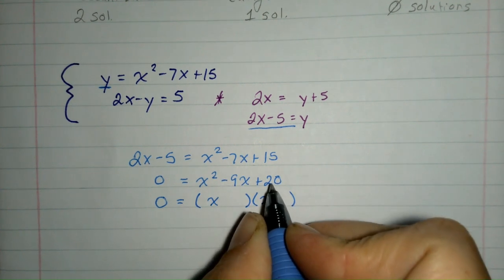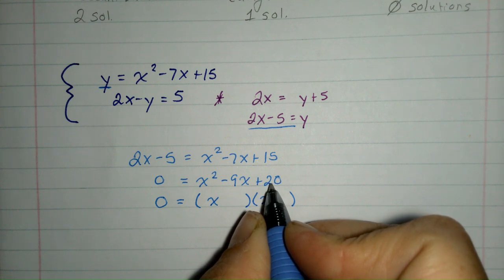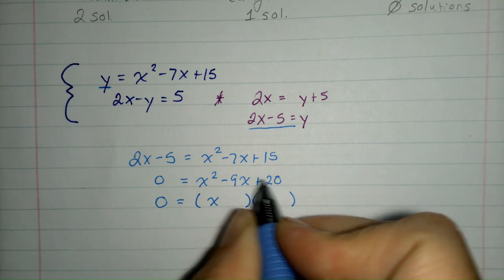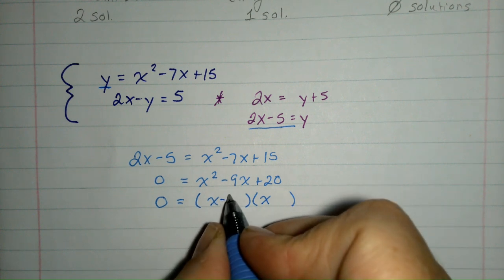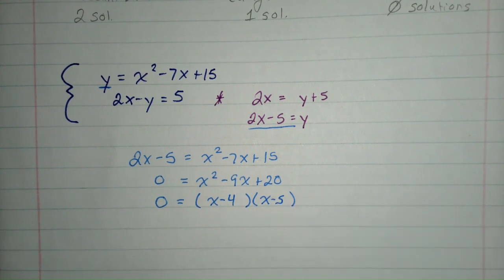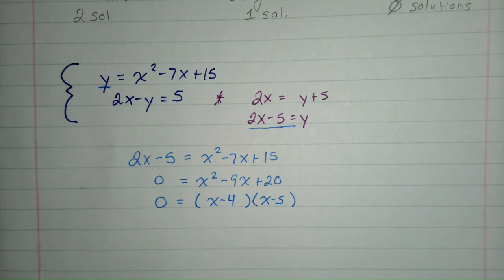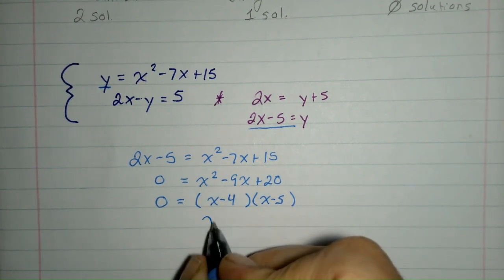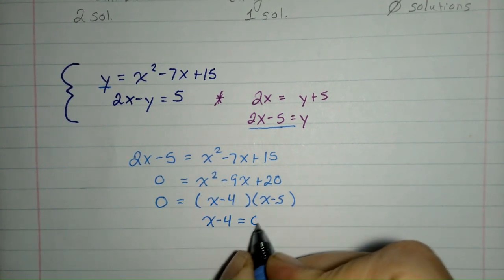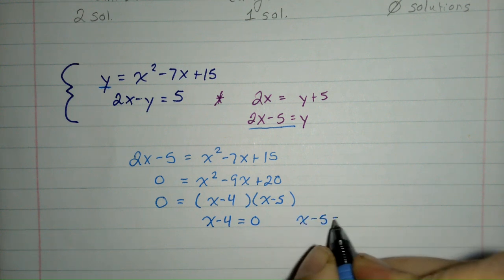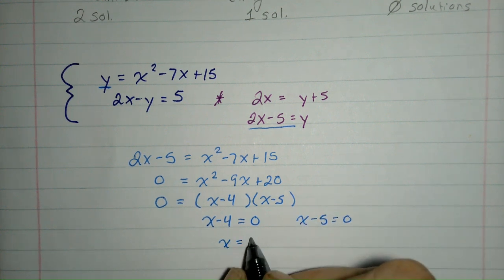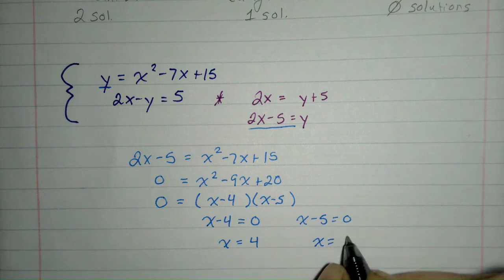I know that 4 times 5 is 20. I also know that negative 4 times negative 5 is also 20. And since that's a negative 9, I'm going to use negative 4 and negative 5. So now, applying the zero product property, I'm going to set each quantity equal to 0 and solve. X equals 4 or x equals 5.